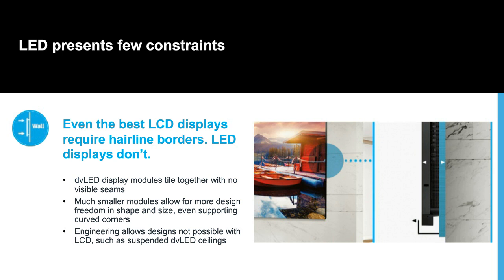The way they're designed, you have the individual modules that adhere right to one another, and you really can't see where they're joined. You also have much smaller modules that allow for more design freedom in terms of shape and size. You can even do things like curved corners, which is what we're going to talk about a little bit later about the Peppermill Casino.